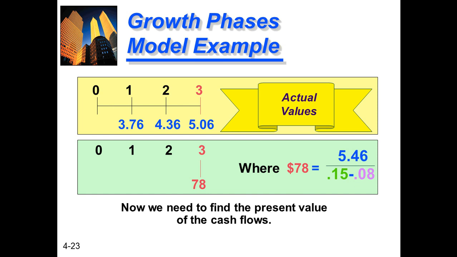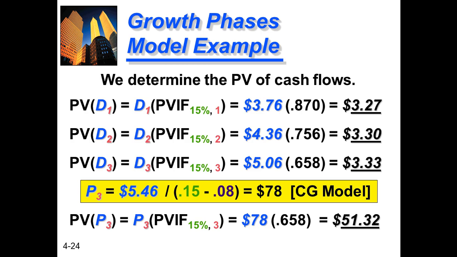So now we need to find the present values of all these cash flows: 3.76, 4.36 and 5.06. They will be discounted to time zero, to the present value. I have found the present values from the table, and I hope you are familiar with the present value interest factor table. So the present value of D1 is the present value interest factor of 15% for 1 year, 0.870, multiplied by 3.76. It will be 3.27. For the present value of D2, it will be 3.30. Same process for the present value of D3, so it will be 3.33.